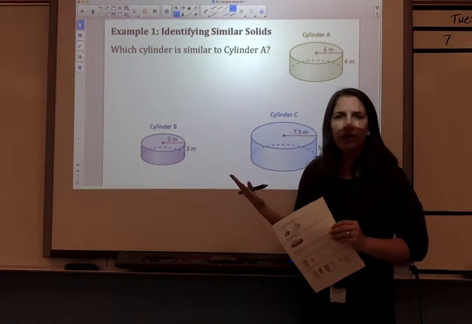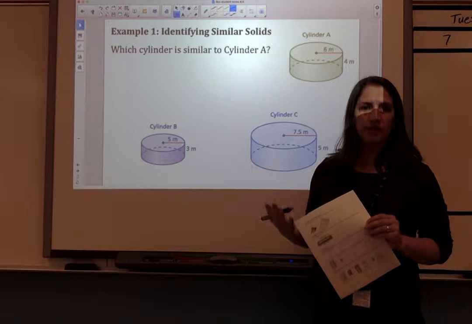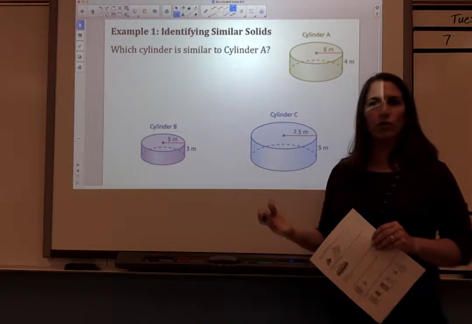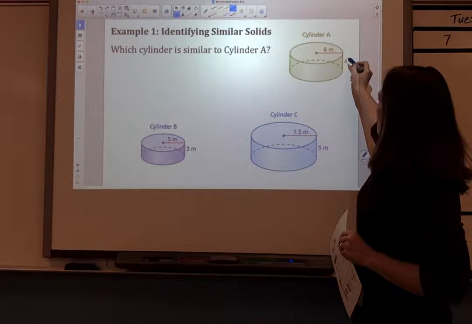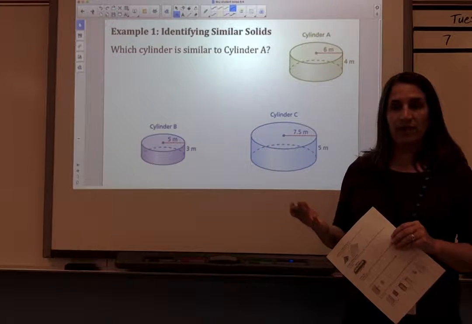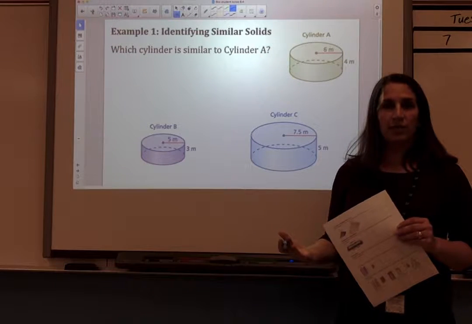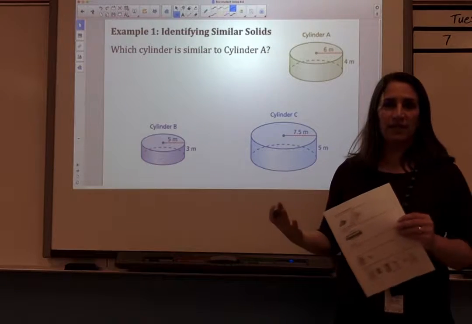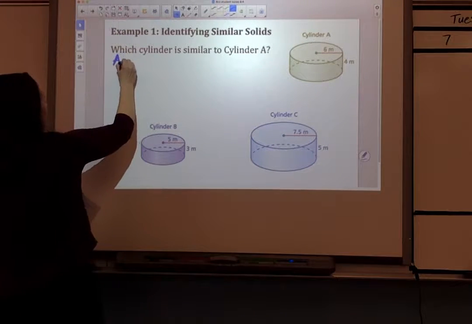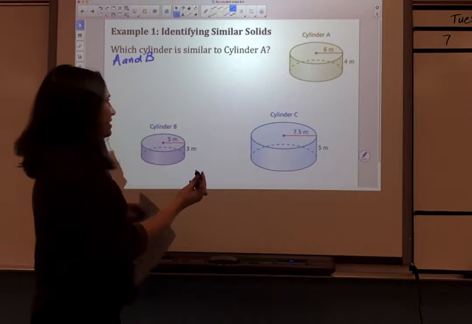So we want to figure out, first of all, which cylinder is similar to cylinder A. So we know that similar solids have proportional corresponding dimensions. So if we compare the height of cylinder A and B and the radii of cylinder A and B, we should see a proportional relationship if indeed those two solids are similar. So let's start with that, A and B. We'll test this one, and if that doesn't work, we'll try A and C.